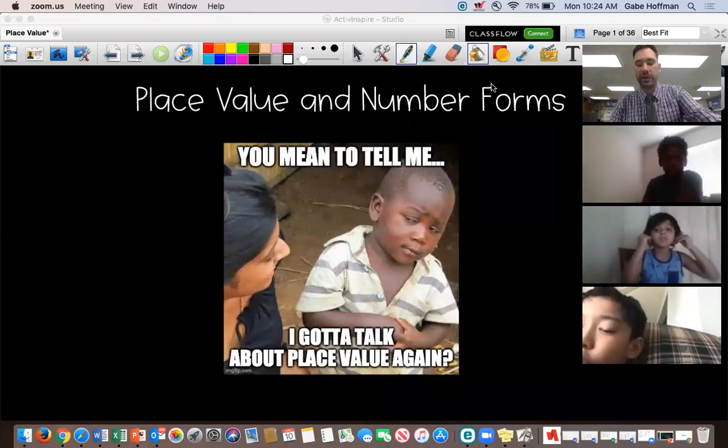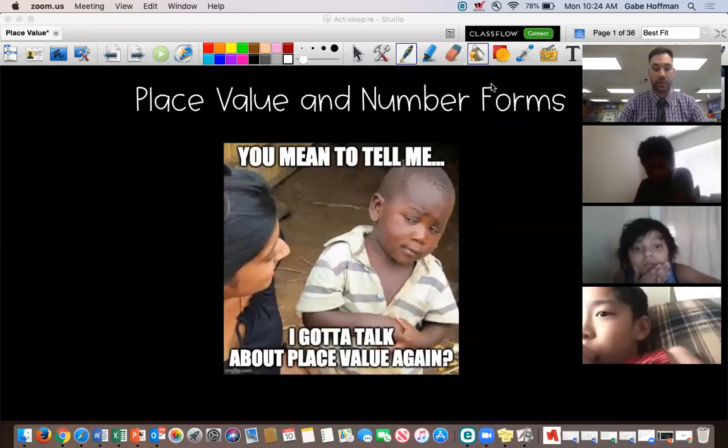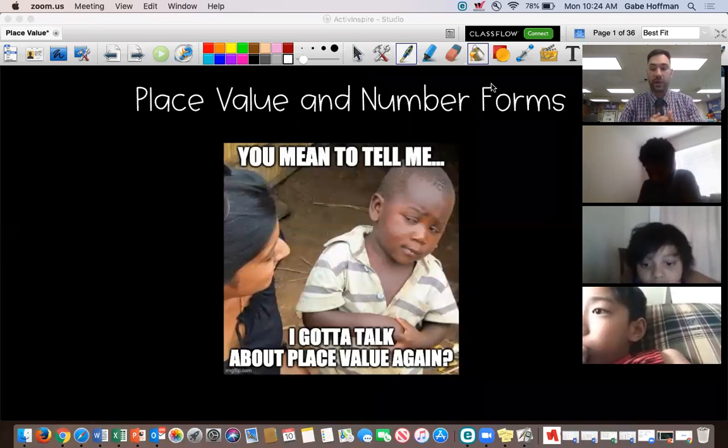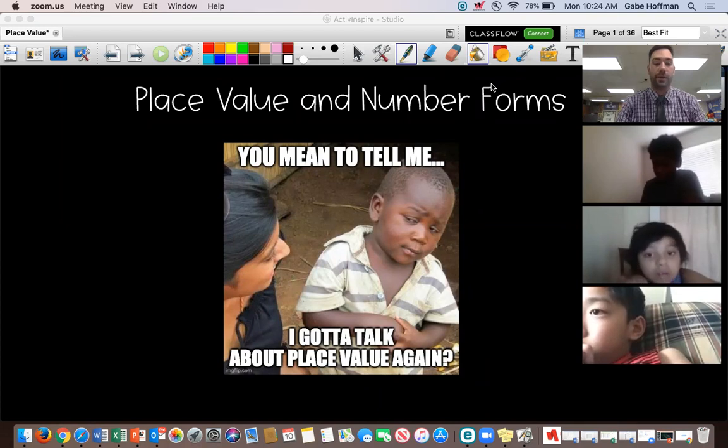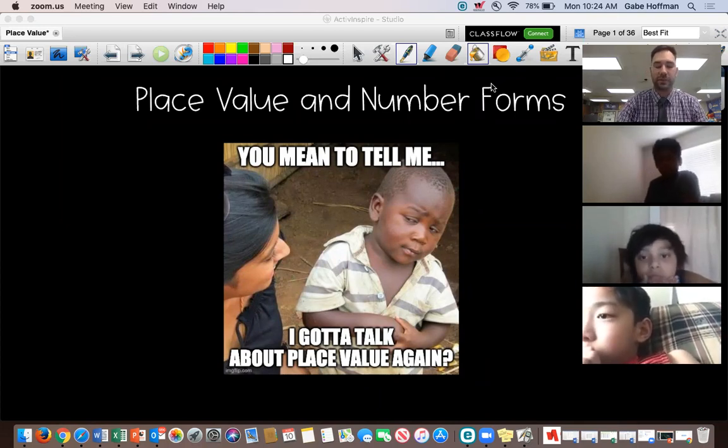Okay, so we are really starting to pick up now with lessons that are not just about how to use Canvas, not simple stuff like that. We're going to start actual math work for the most part today. So we're starting with place value and number forms.